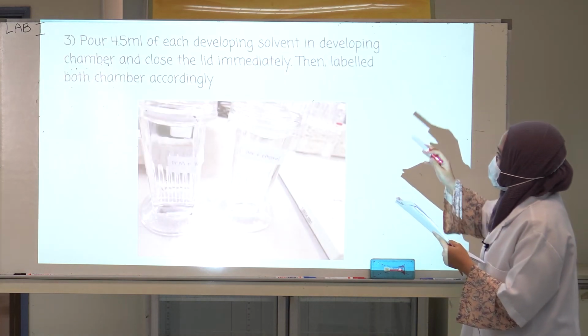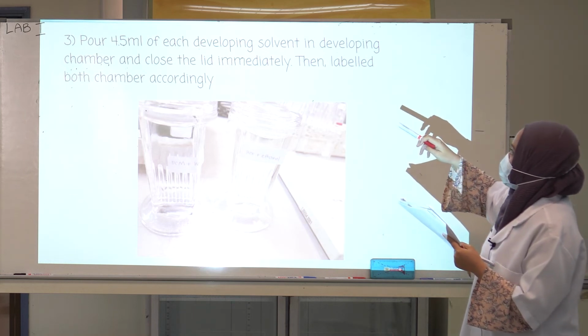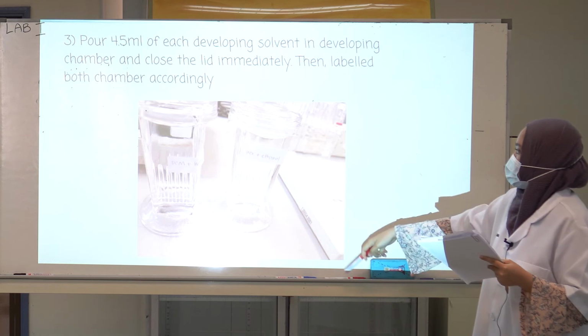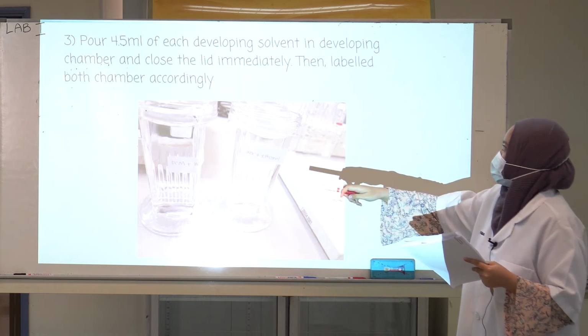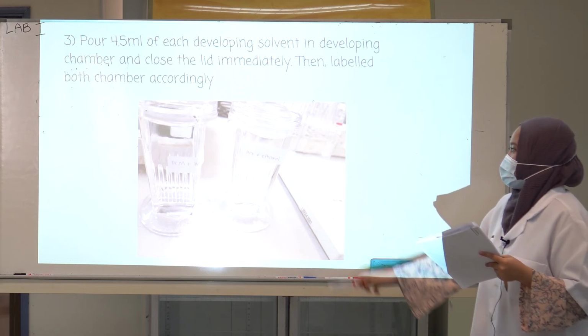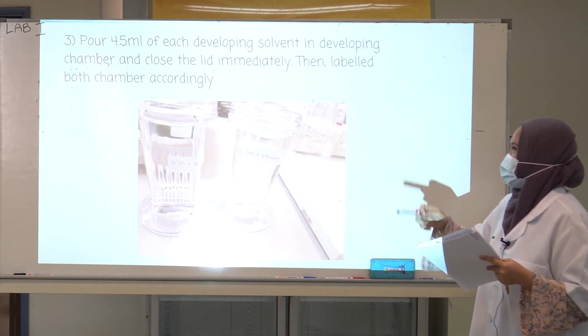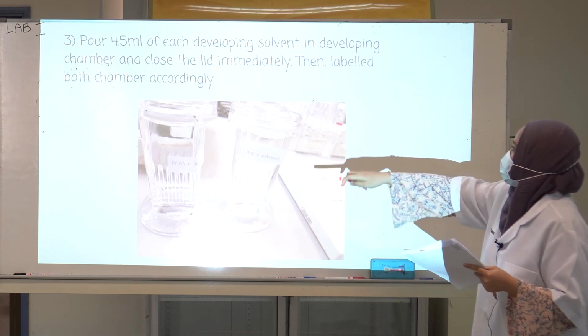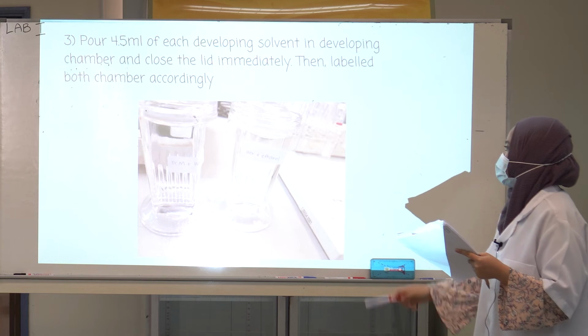Third step is pour 4.5 ml of each developing solvent into a developing chamber, and make sure after we pour the solvent, we close the lid immediately to avoid the solvent evaporating into the air. Okay, and then label both chambers accordingly.